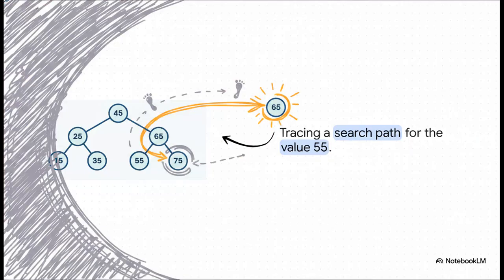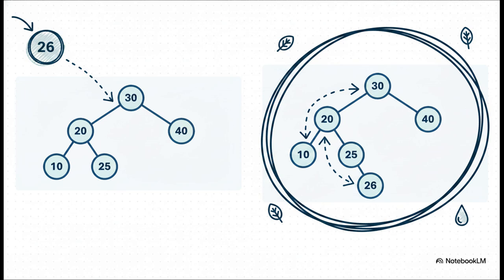Let's mentally walk down the pathway together to find the value 55. We start at a root, let's say it's 45. 55 is greater than 45, so we move to the right branch. Now we hit a 65. 55 is smaller than 65, so we take the left fork. And boom, there it is, we arrive at 55. In just 2 simple comparisons, we completely bypassed the entire left side of the tree. That right there proves just how elegant and fast this search algorithm really is, compared to checking every single number in a list.